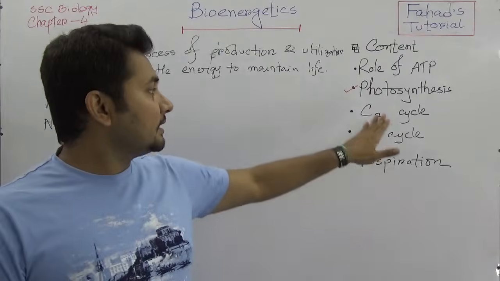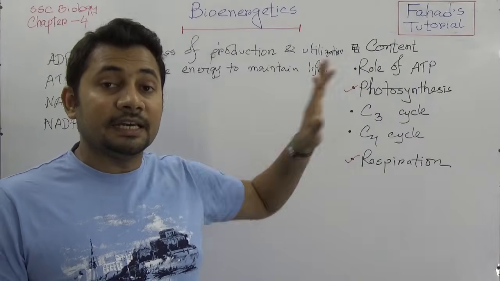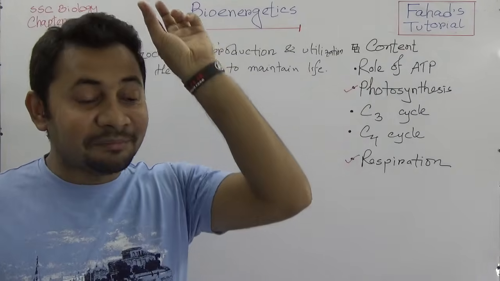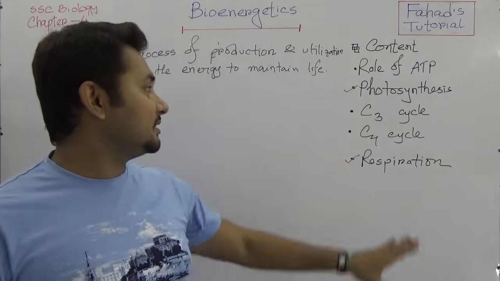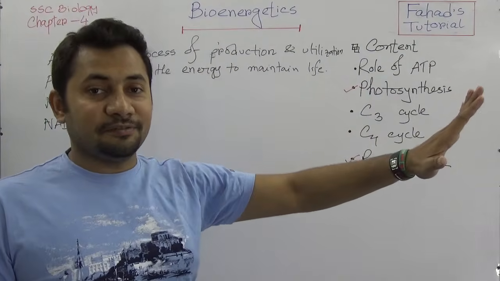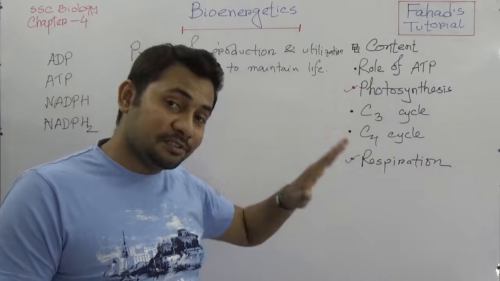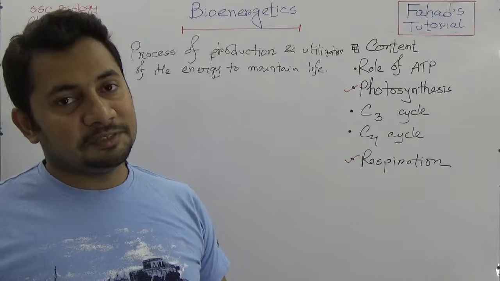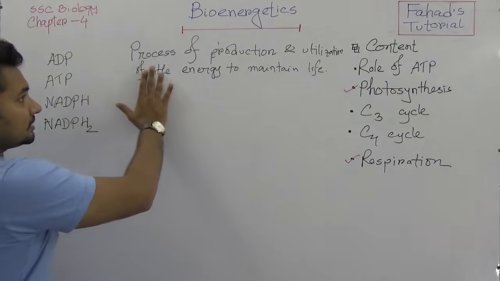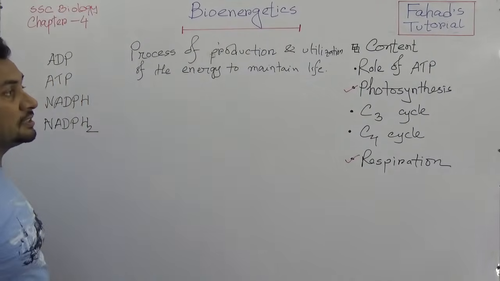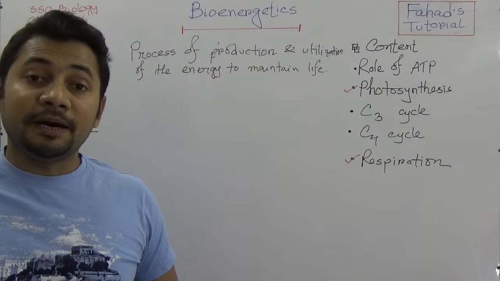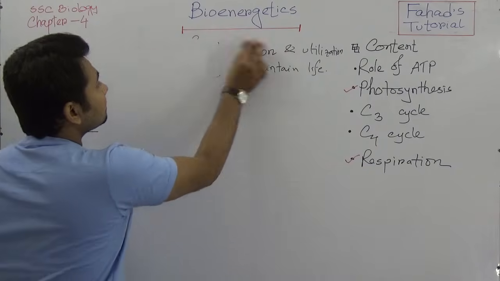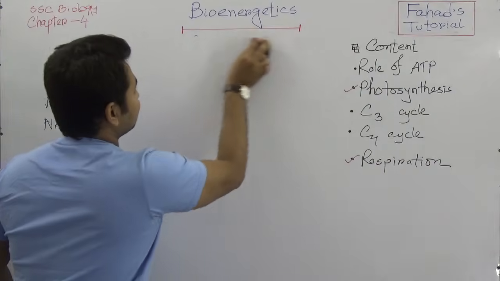In the next class, I shall explain photosynthesis, and then we will see the main elaborations of the process. It requires a series of classes to explain photosynthesis, and respiration also requires a series of classes. So the process of production and utilization of the energy to maintain life is bioenergy. At first we need to see what we need to consider in this chapter.